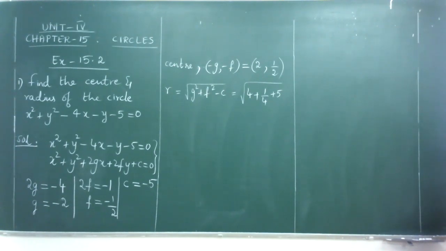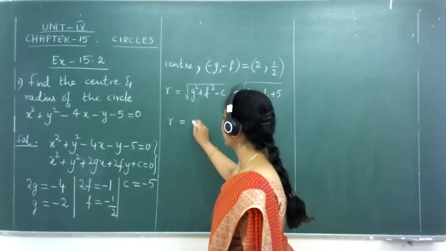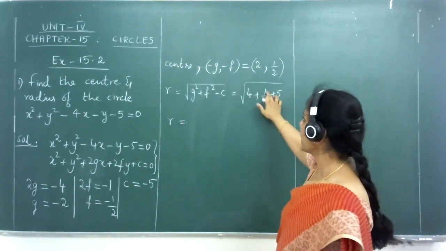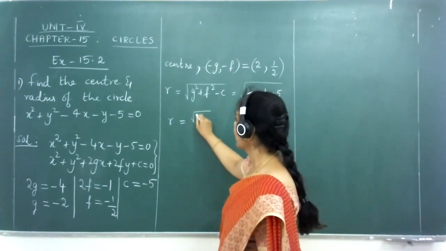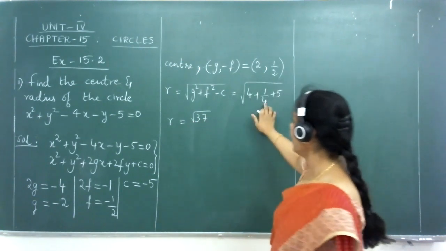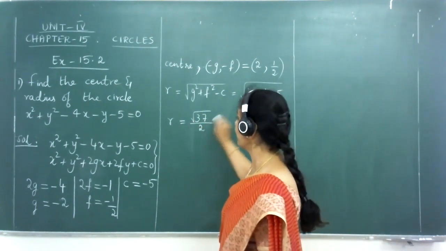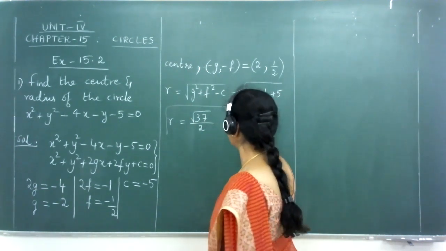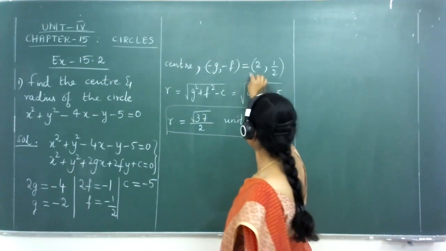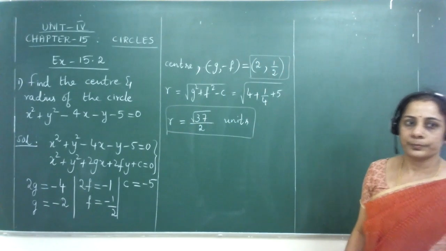And on simplifying by taking the LCM of the denominator, we are getting the radius is equal to 4 into 4, 16 plus 1, 17 plus 20, 37. So the numerator is root 37. The denominator will be 4. Square root of 4 will get reduced to 2. That means the radius of this given circle is equal to root 37 by 2 units. Center coordinates is equal to 2 comma 1 by 2.